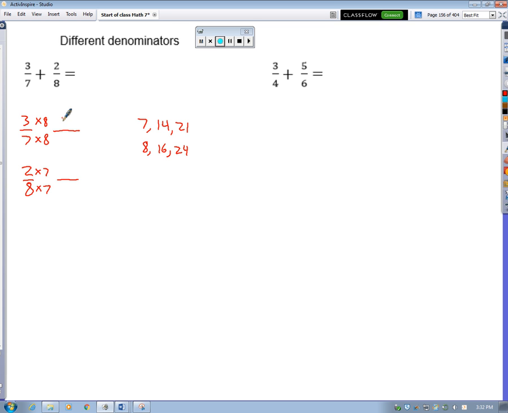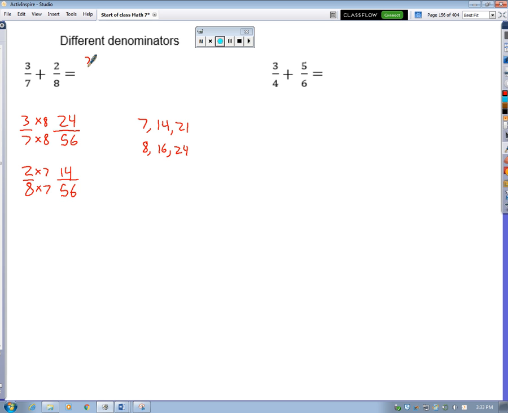Now just multiply. 3 times 8, 24. 7 times 8, 56. 2 times 7, 14. 8 times 7, 56. Okay, now look what happened. I ended up with a common denominator. Both these fractions now have 56 after we change them. Alright, so now I can go about adding these together.